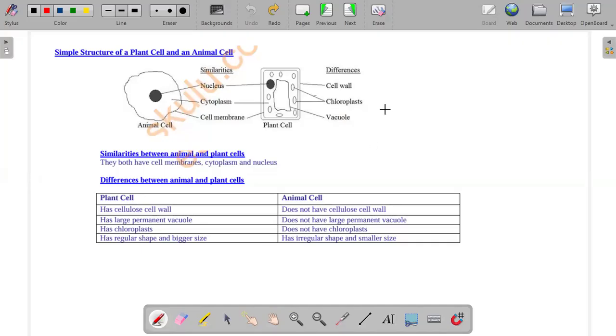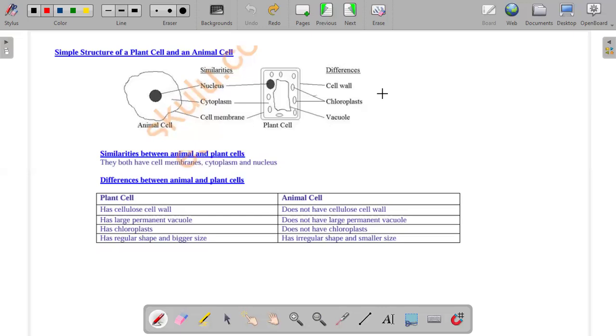Okay, so in this class, we are going to look at a cell, and we're going to look at concepts around the cell. So, what is a cell? A cell is just a basic unit of life, or a basic unit of any living organism. That is what a cell is.